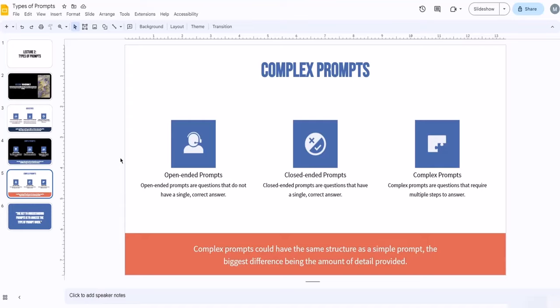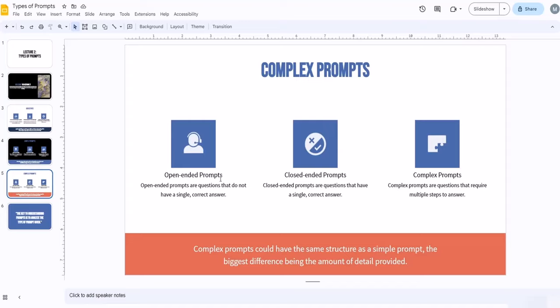It's the same thing. You have open-ended prompts, closed-ended prompts, and complex prompts, and you can make a complex prompt even more complex. You'll get more familiar with this as we go through some examples in the following lessons. So open-ended prompts, you already know what they are. The only difference is that you've got more details, so it's more complex.